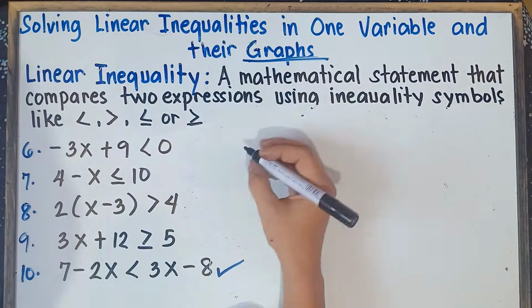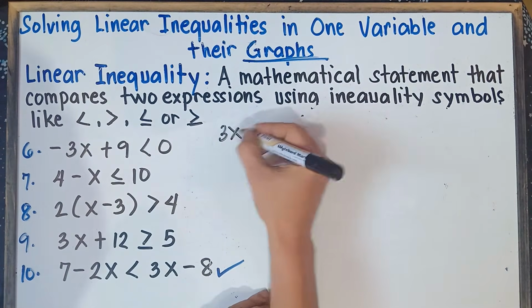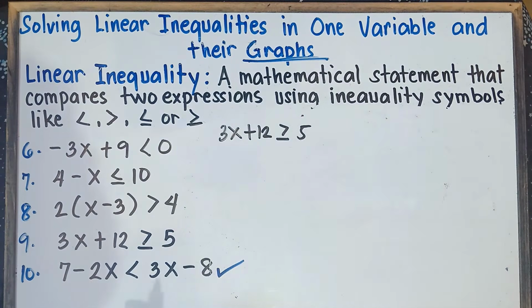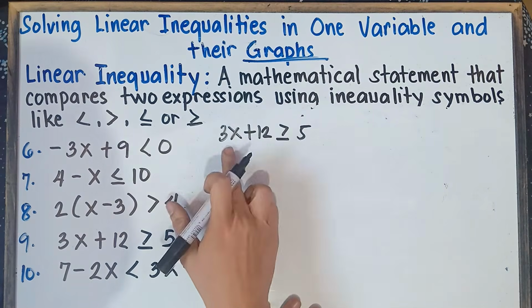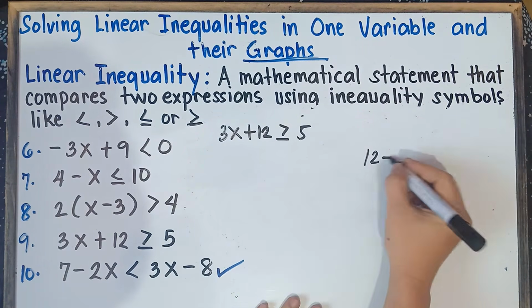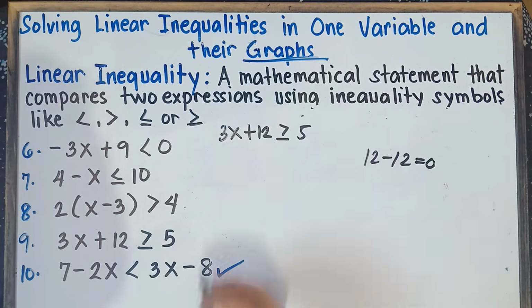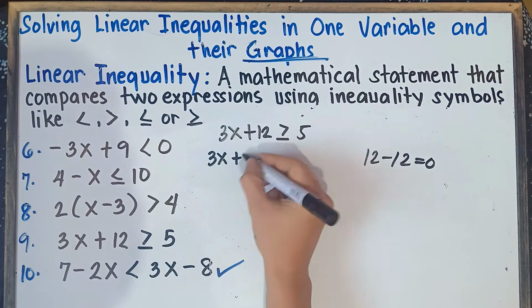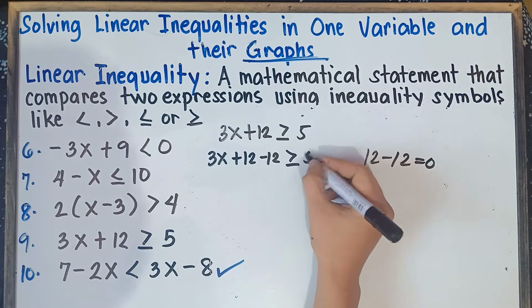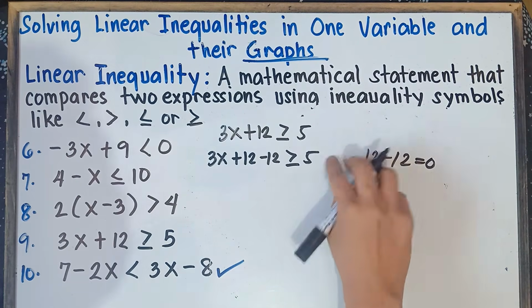Alright, so let's have example number 9. Our given, we have 3x plus 12 is greater than or equal to 5. So once again, class, we need to get the value of x. Therefore, we need to subtract both sides by 12, because 12 minus 12 would be equal to 0. So this will be 3x plus 12 minus 12 is greater than or equal to 5 minus 12.